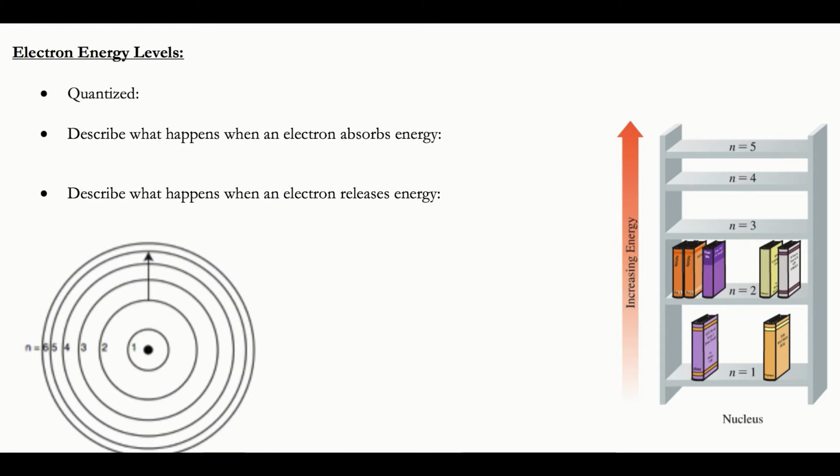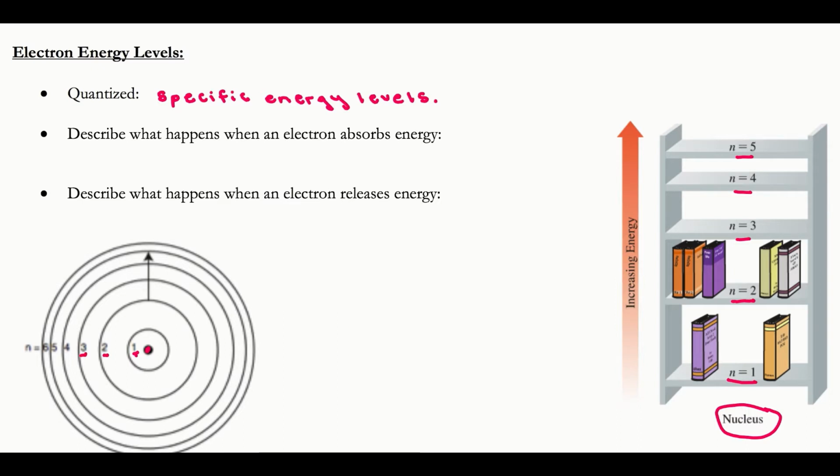So quantized means that there are specific energy levels. And the best way to think about this is a bookshelf. So notice here I've got my nucleus, and then I have specific energy levels. I could have a first energy level that's represented by n equals 1, second energy level n equals 2, n equals 3, n equals 4, n equals 5. And you see that in this Bohr model here, right?